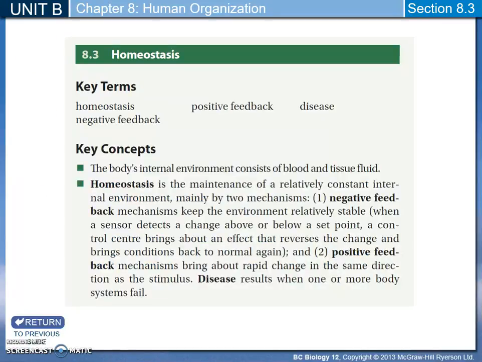So here are the key terms that we looked at here, as well as the key concepts, and we will continue our exploration of body systems in the next section.